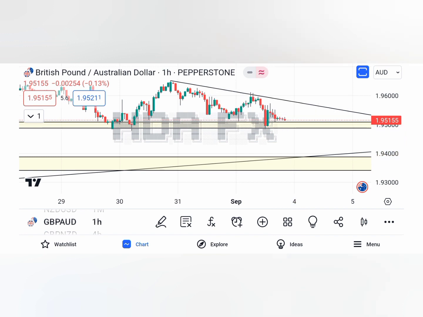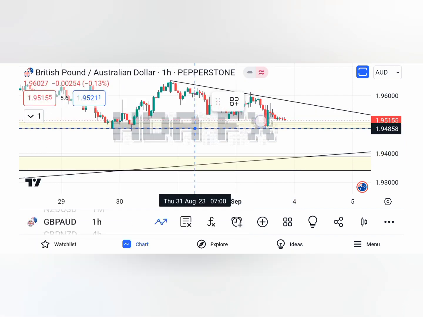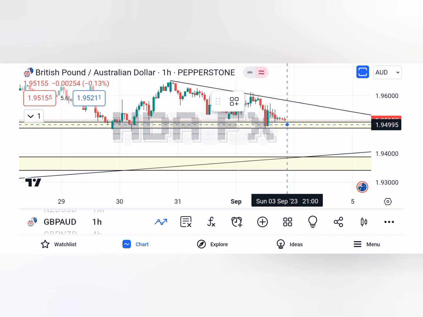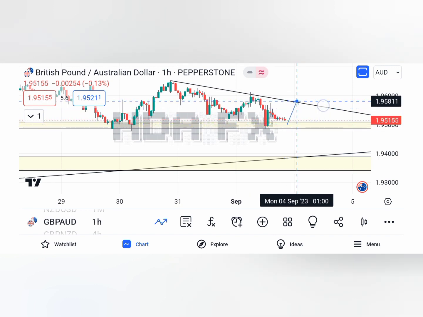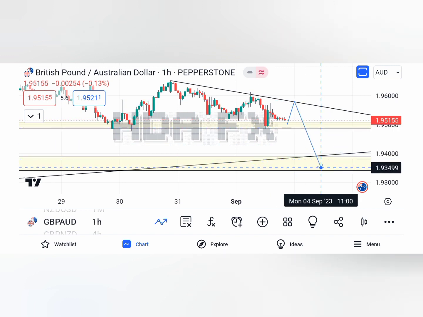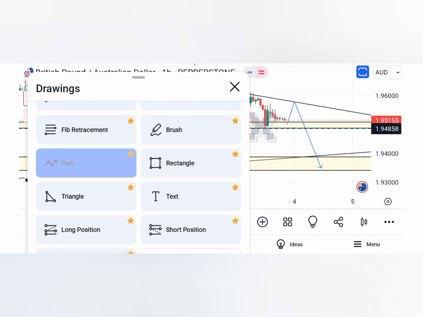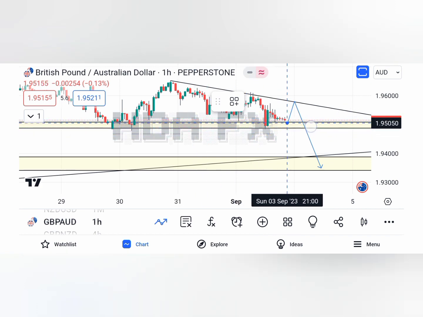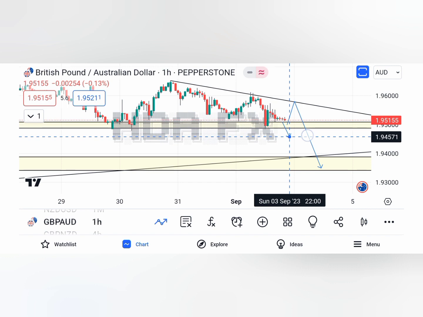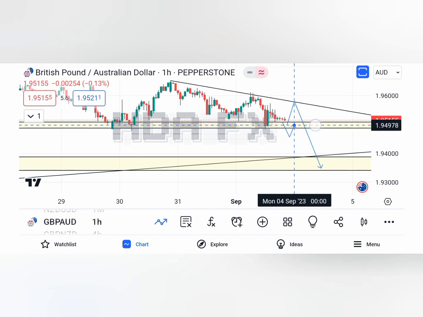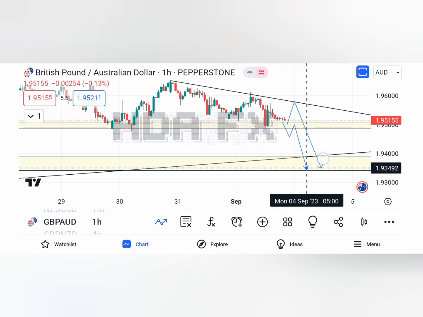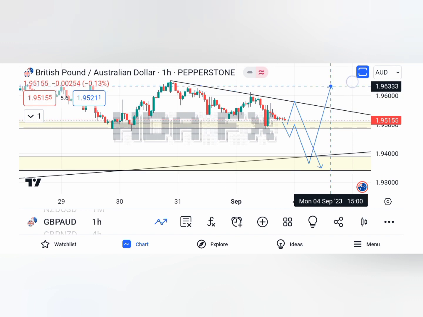But first, if you want to take sell trades on GBP AUD, then I'm expecting you guys to wait for price to move upward to this trend line here, then continue downward. I hope you are getting it. Or if price breaks this zone downward here, then wait for a retest to this zone, then we sell up to this point here. When price gets to this point, I want to place my buy trades at that very zone.